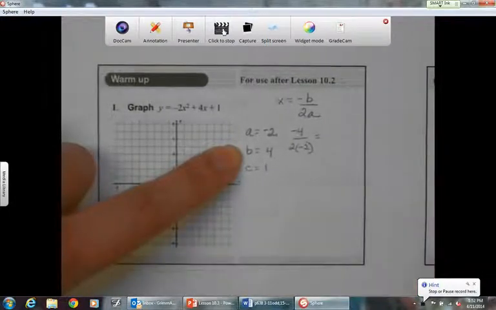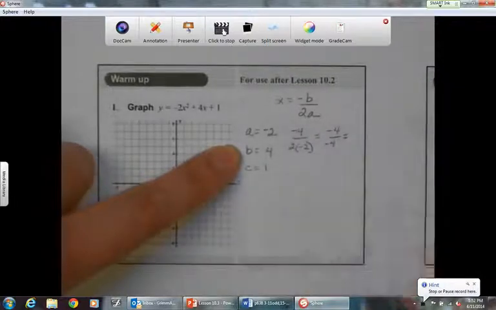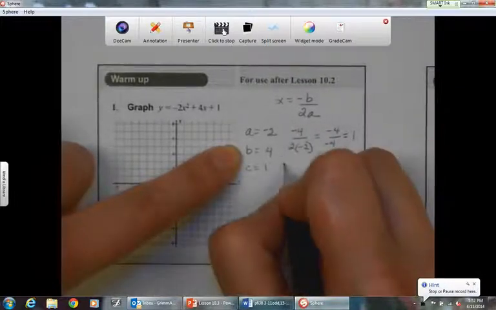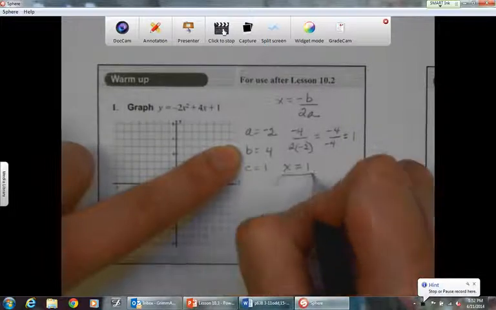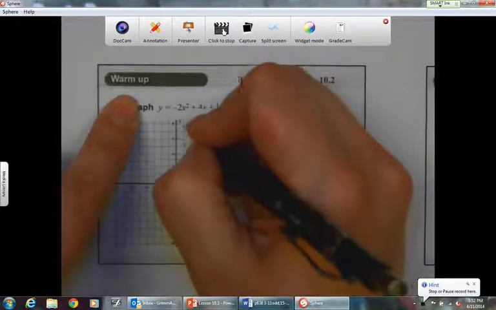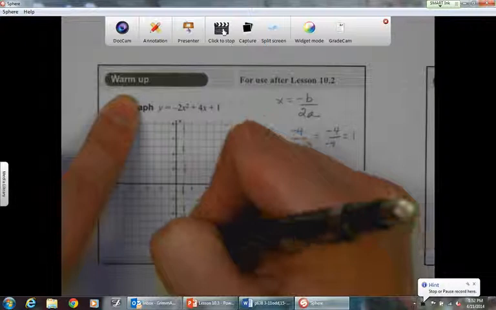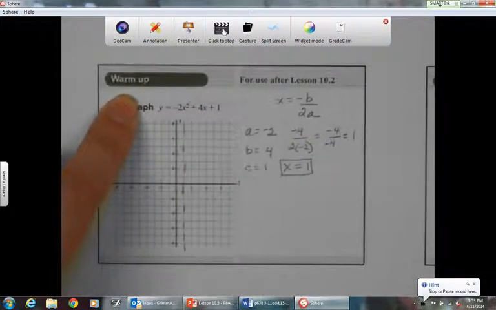So negative 4 over negative 4. So that gives me a positive 1. So I'm getting my line of symmetry is x equals 1. Okay, so that means that right here, my parabola is going to be located on this line somewhere. Okay, but it would also be helpful if I could find the vertex, because then that would also tell me where I'm going to be on this line.